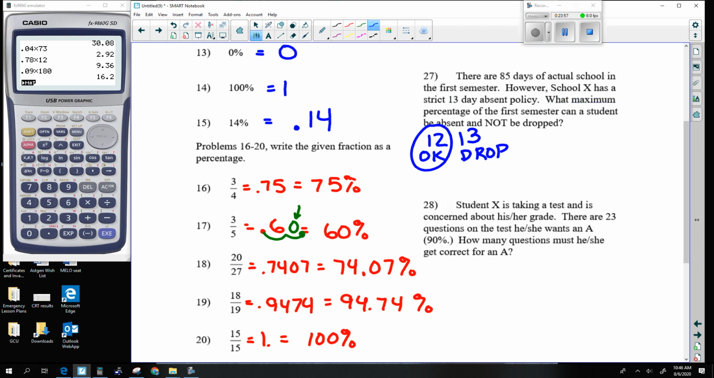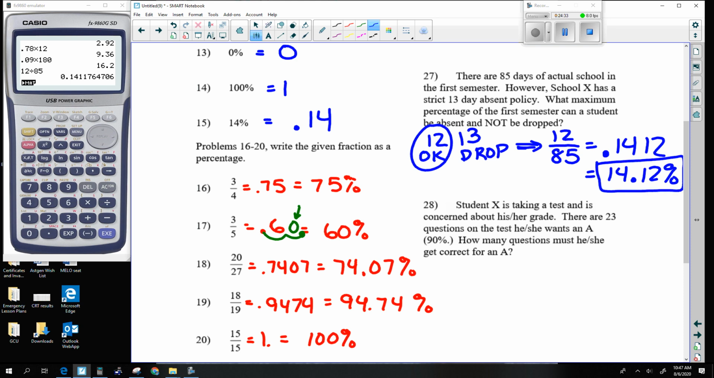So we can be absent, this implies that I can be absent 12 out of the 85 days. I can be absent 12 out of the 85 and be okay. So 12 out of 85. I can be absent 14.12% of the days.